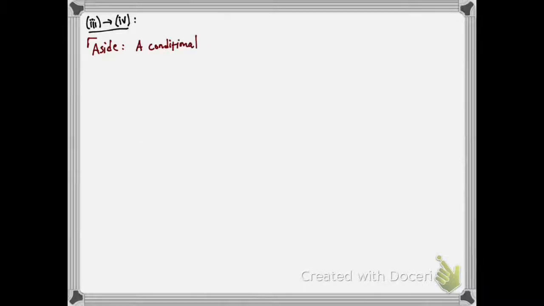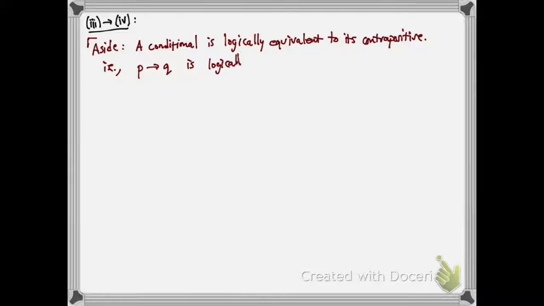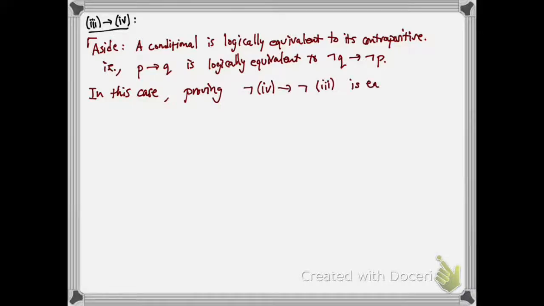Now let's try to prove 3 implies 4. So note that a conditional is logically equivalent to its contrapositive. And what does that mean? That means if I want to show P implies Q, that's logically equivalent to showing the statement that not Q implies not P. And so in this case, proving not 4 implies not 3 is easier, and so that's what we'll do.